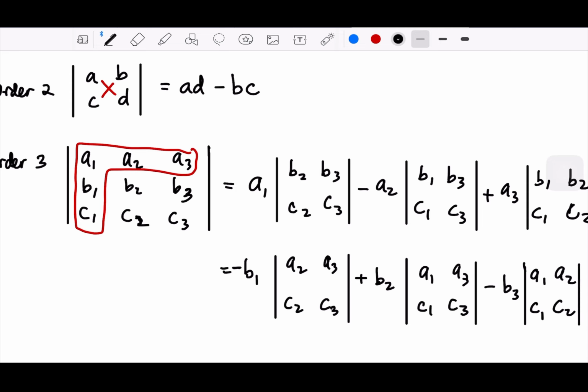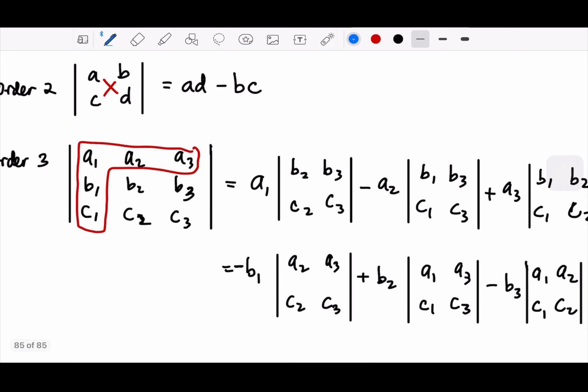And how to get the signs? The signs are positive, negative, positive, negative, positive, negative, positive, negative, positive. Okay, if you want to know more, I think you can review the matrix. And you can also do the same thing with the C1, C2, C3. You take it as a cofactor.